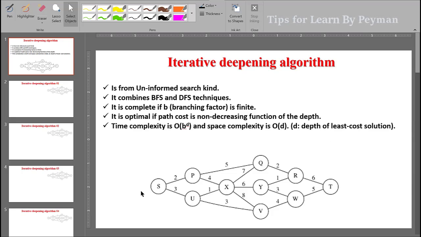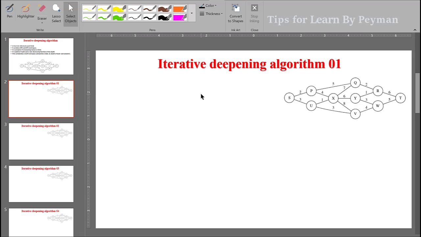Here you see that we have a graph like below. We have a starting vertex assigned with S and the termination vertex assigned with T here. We want to solve this graph using the iterative deepening algorithm. Before starting, I just want to mention that we should not pay attention to the weights or numbers written on the edges of the graph, because this is of the uninformed search kind. So let's see how we solve this graph.